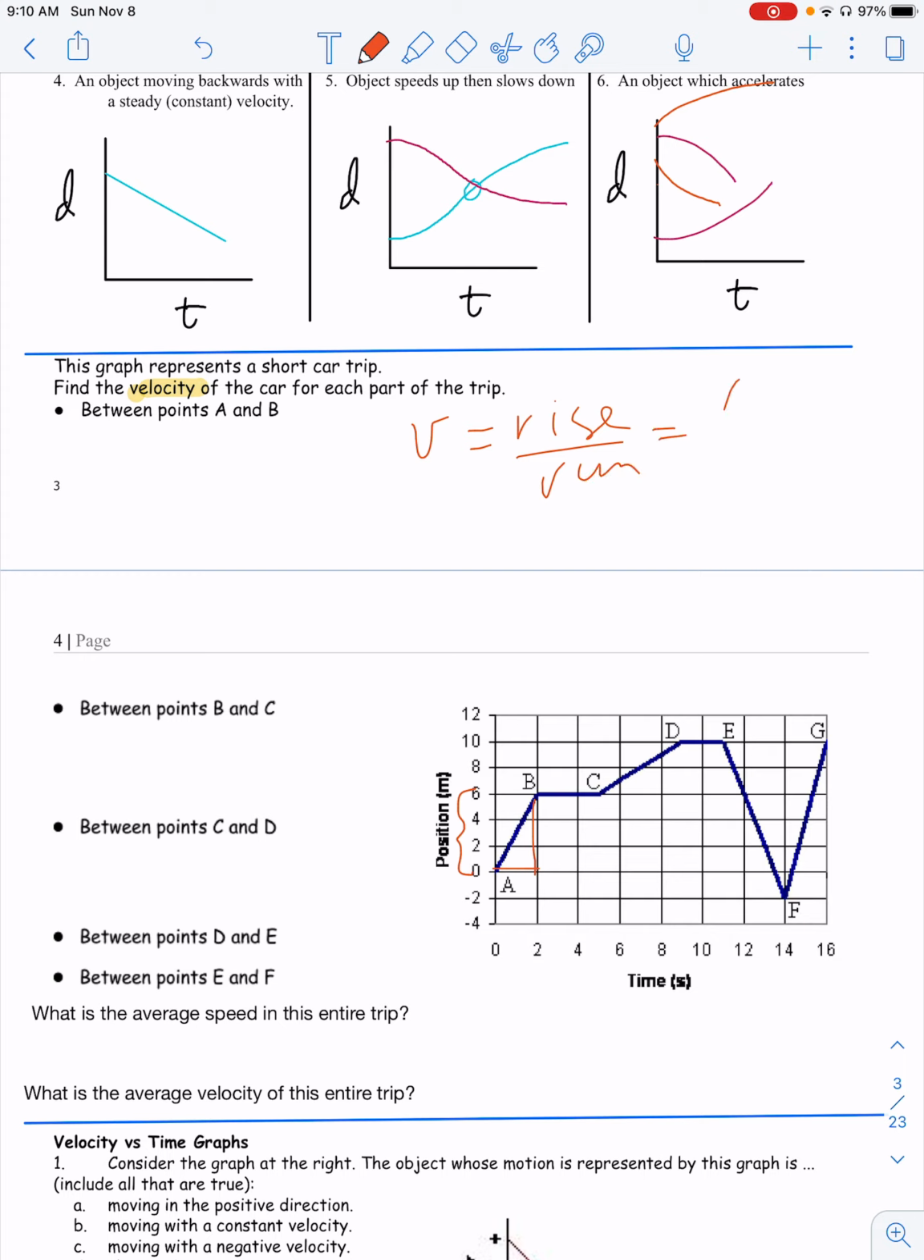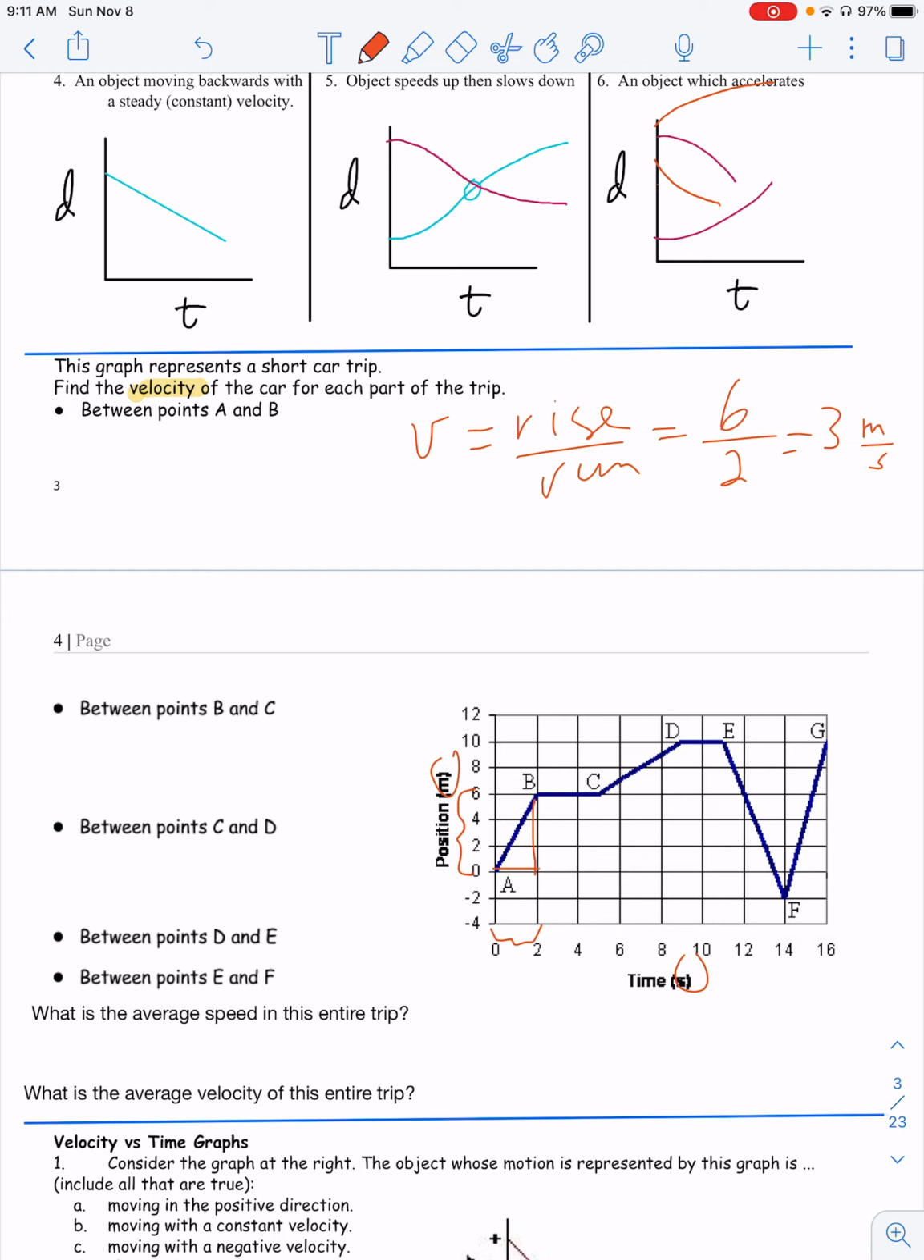So it's positive 6 over what's the run? That's only 2. Watch out, they change. Every block is 2 up and down. Okay, so that's 3 meters per second looking at the units that they have. Okay, between points B and C.